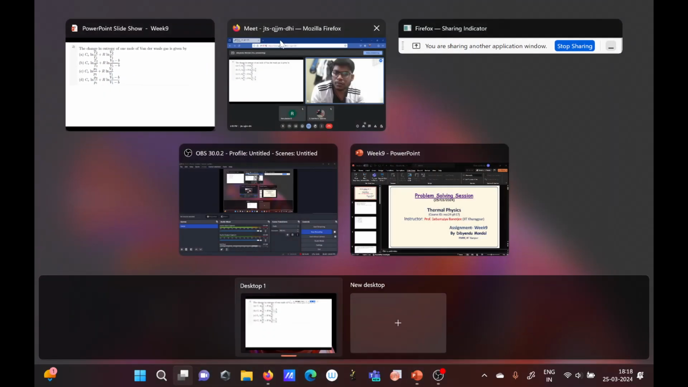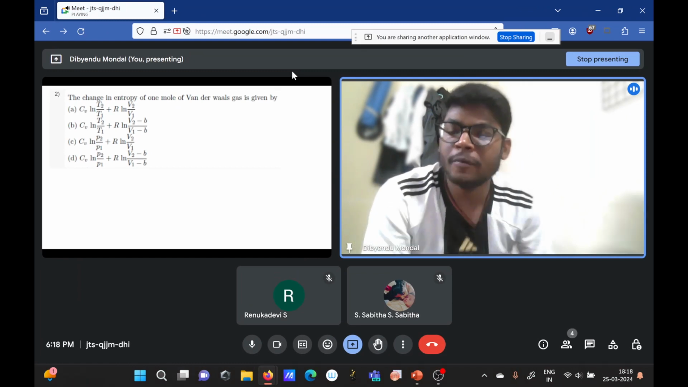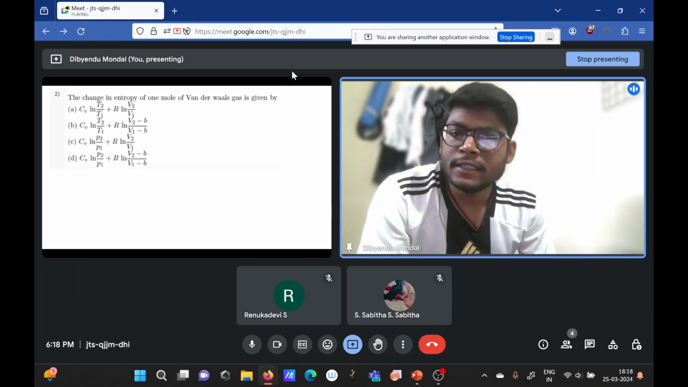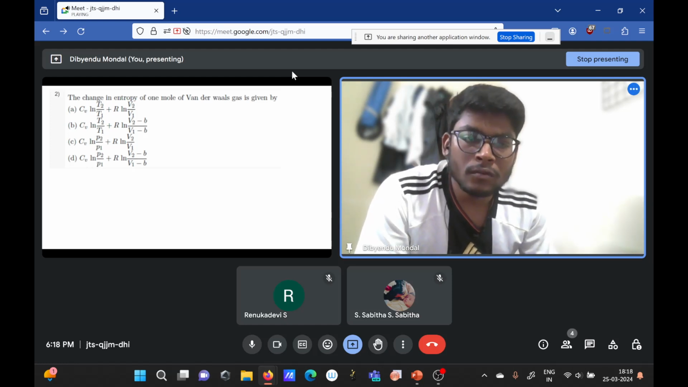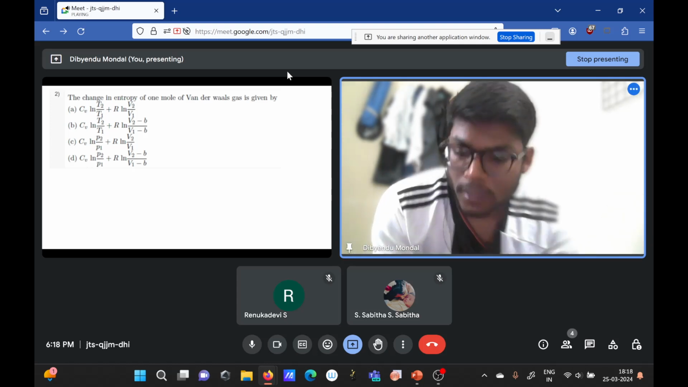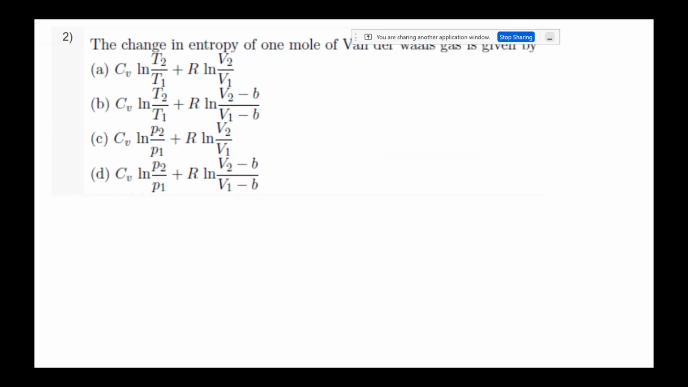Next problem. The next problem says the change in entropy of 1 mole of van der Waals gas is given by something like that. There are different TdS equations, so you have to know those TdS equations. I will write the first TdS equation first. The first TdS equation says TdS is equal to dU plus PdV.